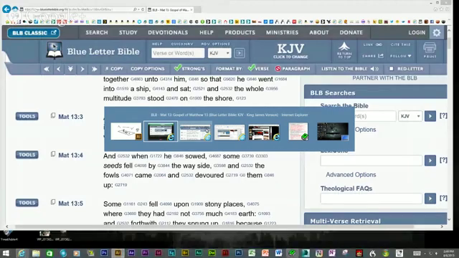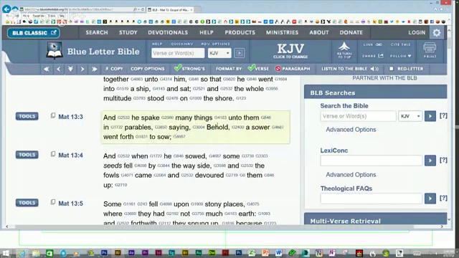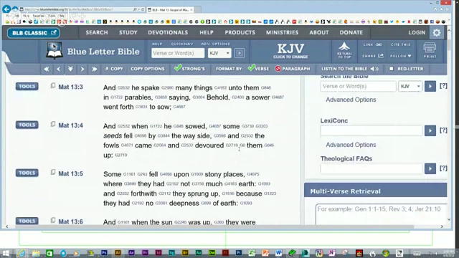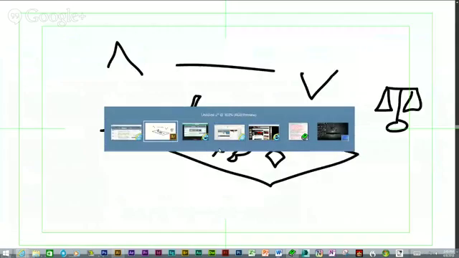So I'm going to go back over to the Blue Letter Bible, all right? So he's talking about the parable of the sower. Now, the sower is pretty much your need to gain understanding, all right? And when he sowed, some seeds fell by the wayside, and the fowls came and devoured them up. All right. Now consider that.